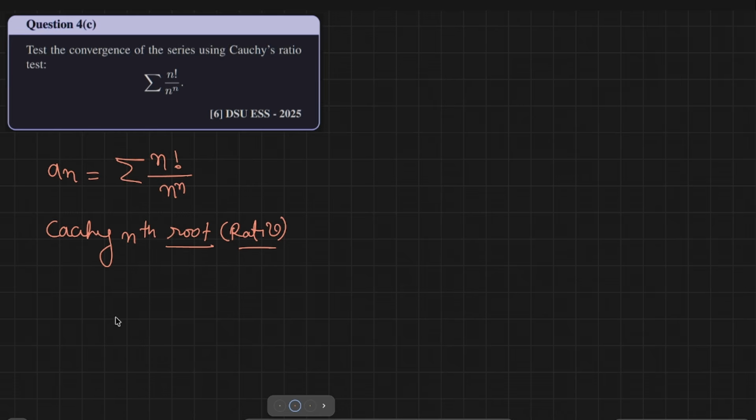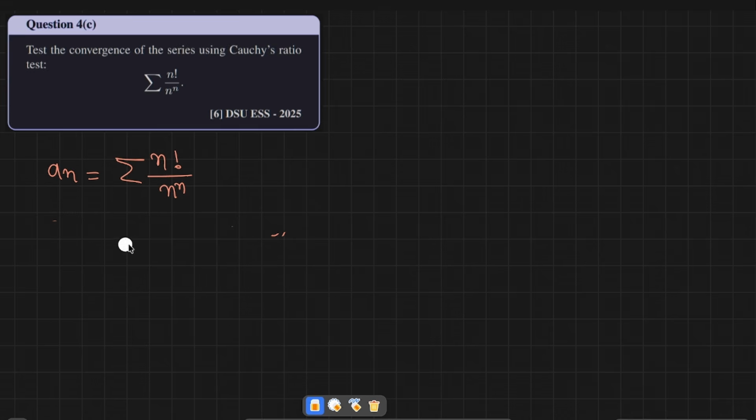Is it Cauchy's ratio test or nth root test? I think it is written as ratio test. It is not root test. Root test is not written. Then don't use the root test. Use the ratio test, D'Alembert ratio test. Whatever it is written, use the ratio test.